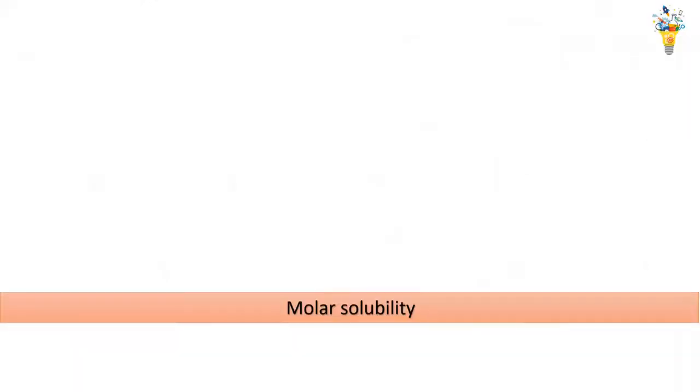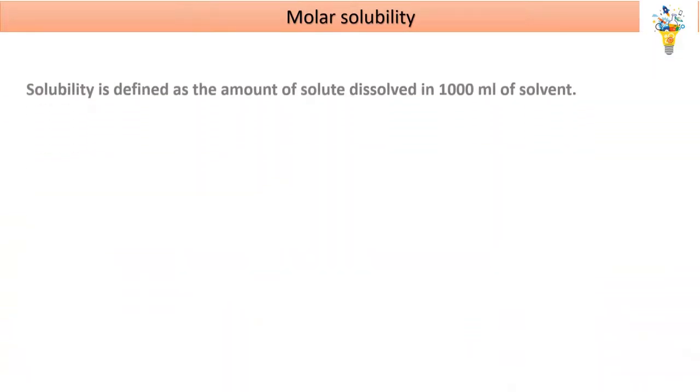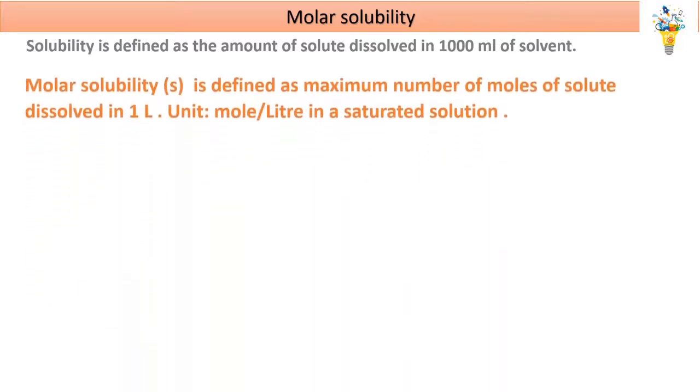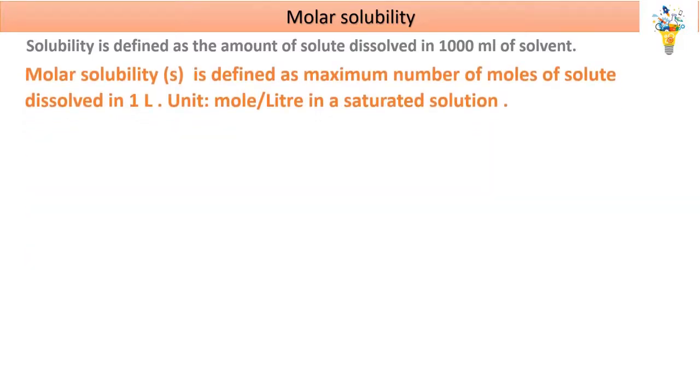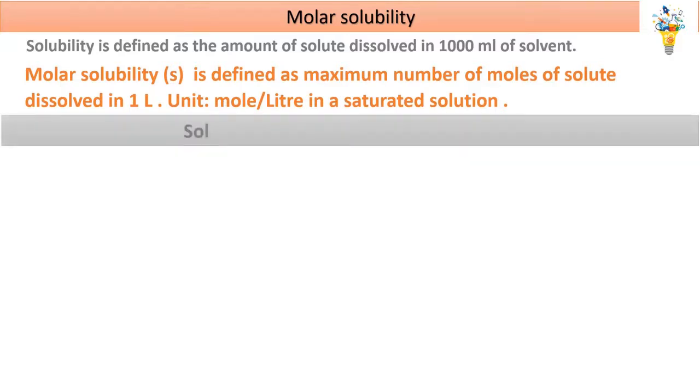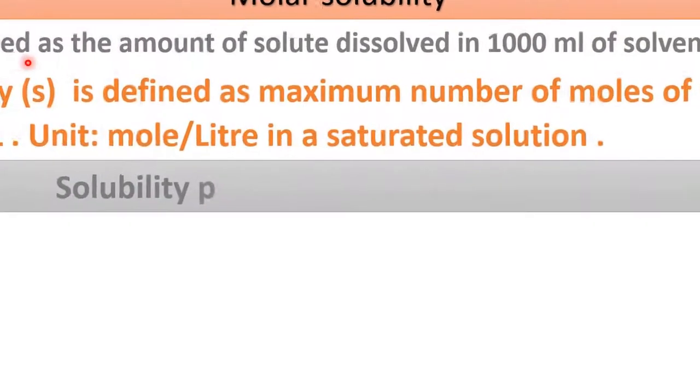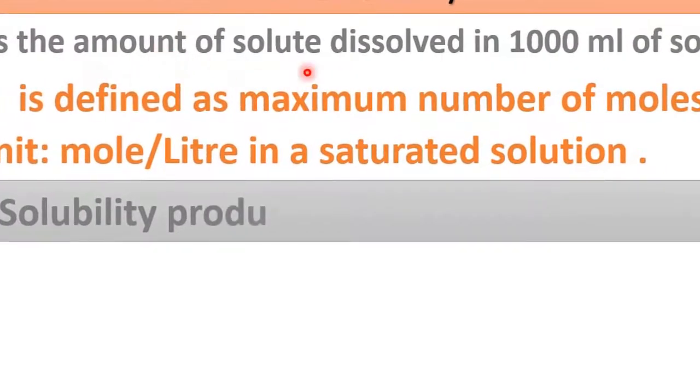One is molar solubility. The solubility is defined as the amount of solid dissolved in 1000 ml of solvent. And molar solubility is defined as the maximum number of moles of solute dissolved in 1 liter. The unit is mole per liter in a saturated solution. Here the solubility means the amount of solute that is dissolved in 1 liter of the solvent. So the unit is gram per liter.